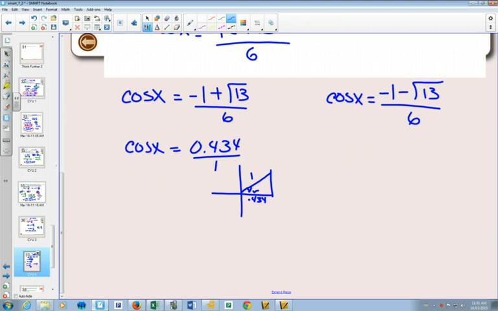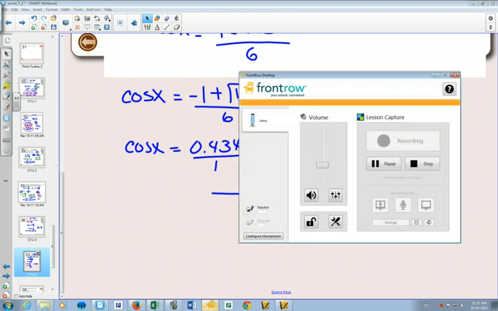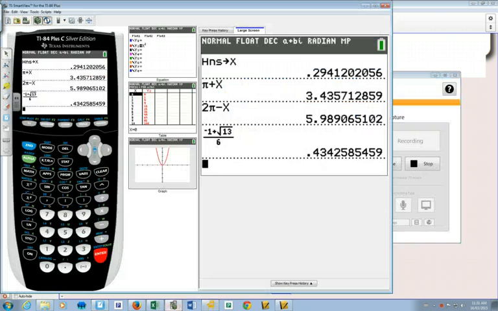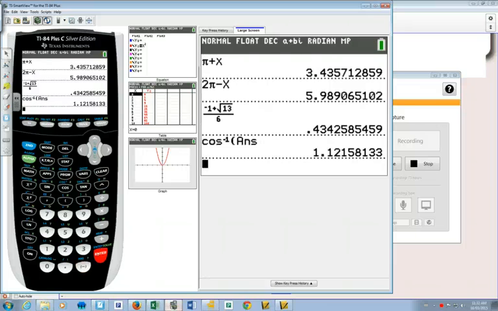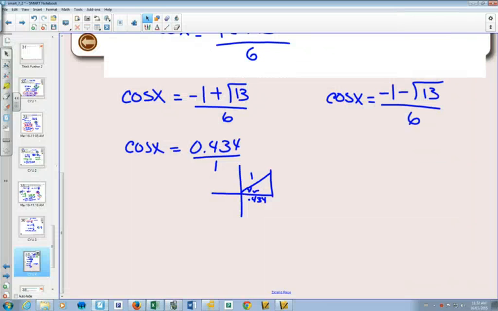So when we go to find our reference angle, I'm going to go cos inverse, and instead of typing this in and rounding it early, because rounding early could cause you to lose some marks if it changes your answer, I'm just going to get the answer from that. And my reference angle in radians is 1.12. So my reference angle is 1.12.